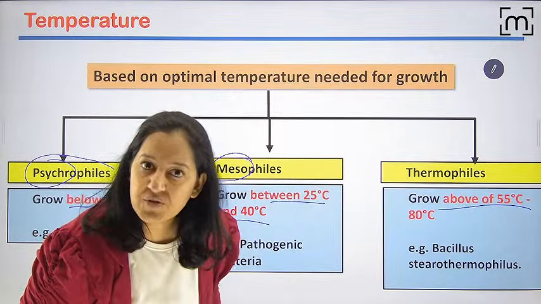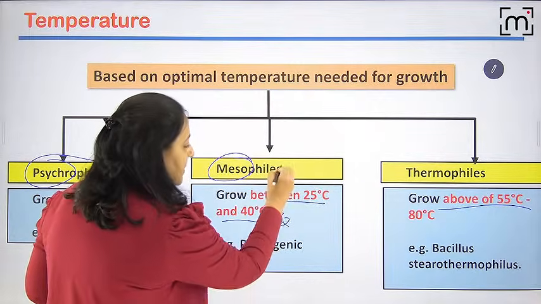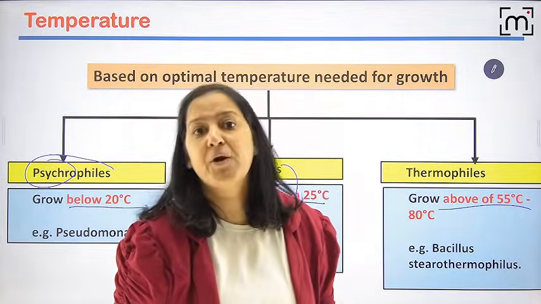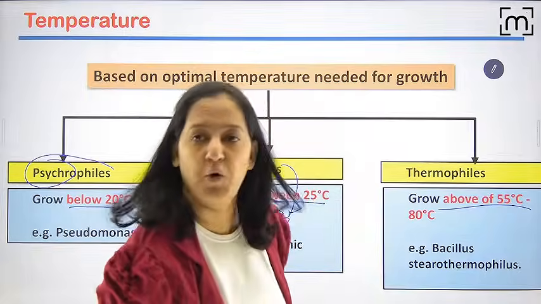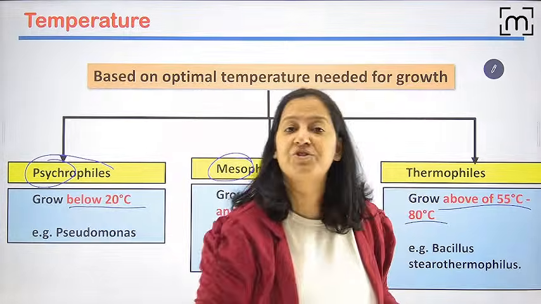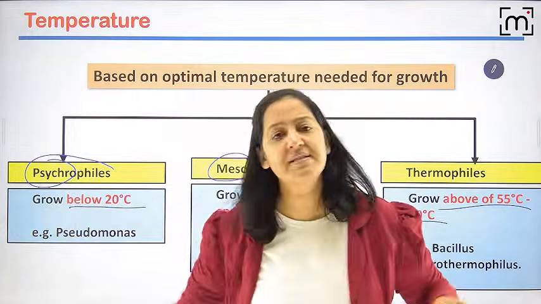What is human body temperature? Human body temperature is 37. So mesophiles are human pathogens. They cause disease in humans because they grow at 25 to 40, that is 37 degrees Celsius. And these others are growing at high temperature. They are heat lovers.